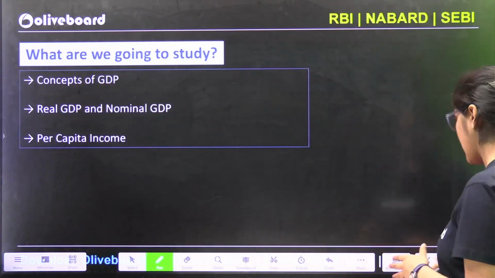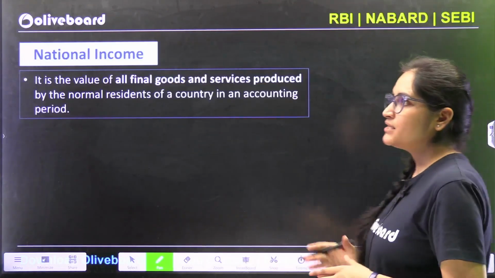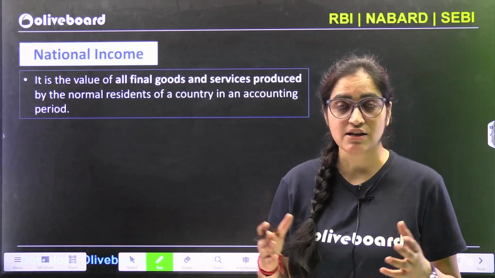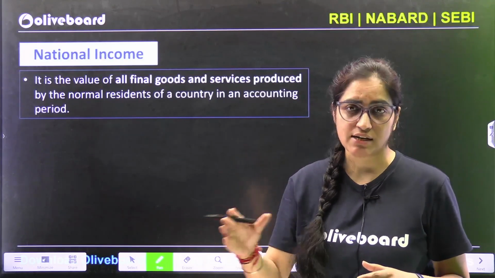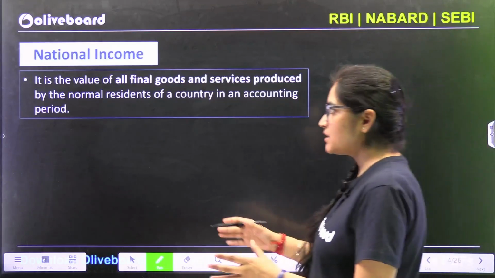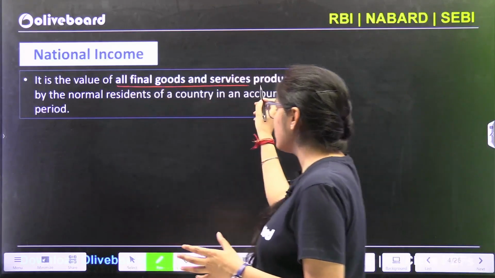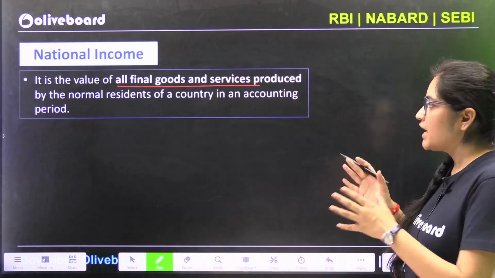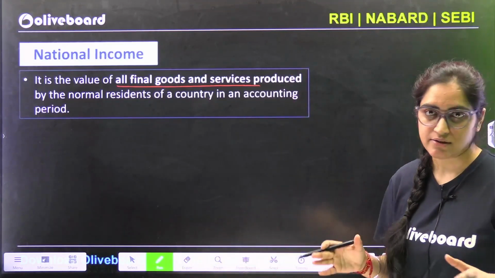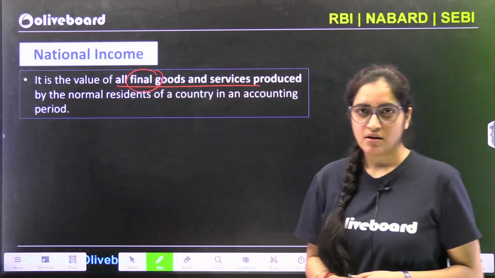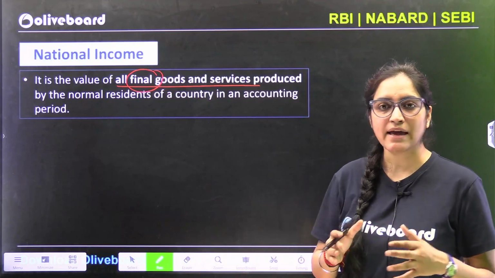Let's move ahead and see what is the definition of national income. If at all you have to define what is national income, how are you going to start it? National income is nothing but the value of all final goods and services produced by the normal residents of a country in an accounting period. What are final goods? Let's quickly understand this by an example.